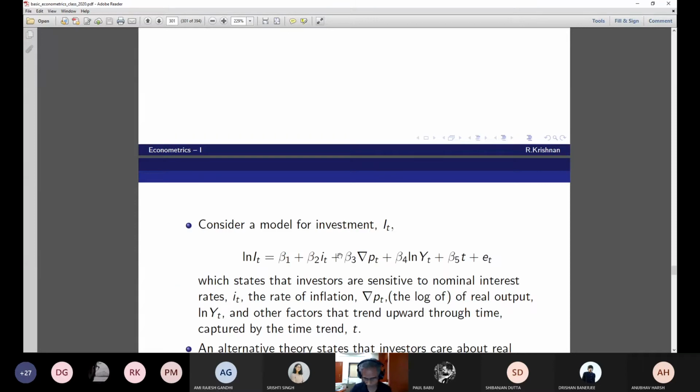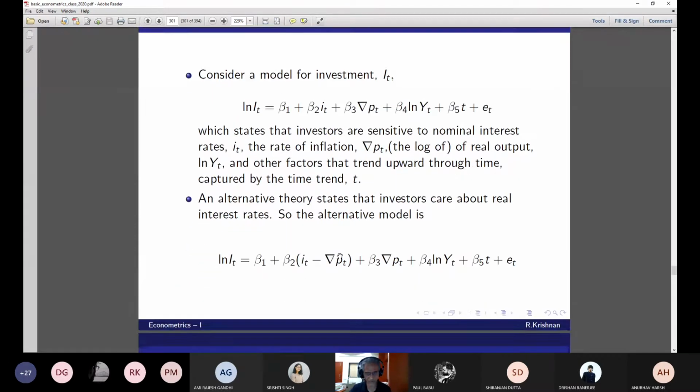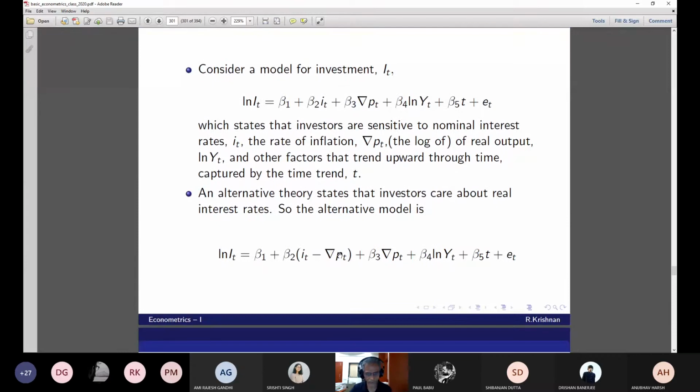Take the same problem that we discussed. Go through this problem. This is a model for investment, which states that investors are sensitive to nominal interest rates and all those stuff. The second bullet point tells you that investors care about real interest rates. I'm not saying investors care only about real interest rates. There's a difference. Investors care about real interest rates. So I_t minus del p_t.